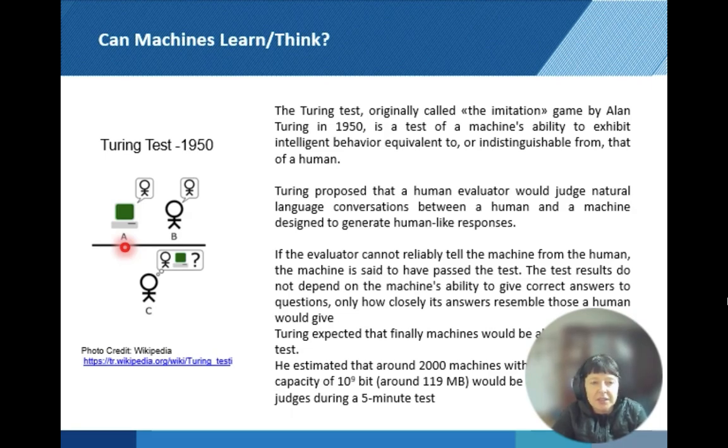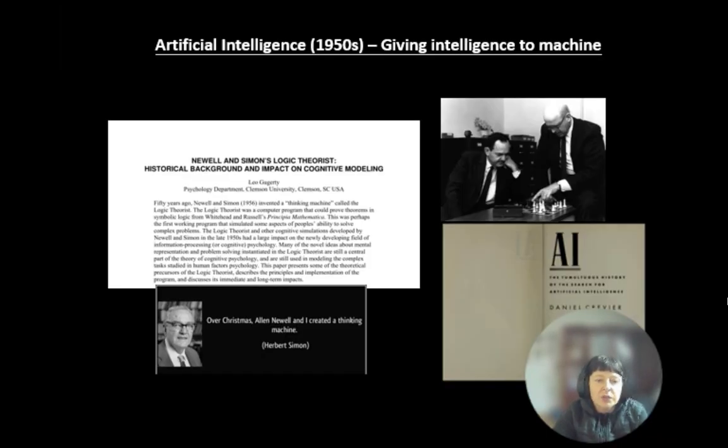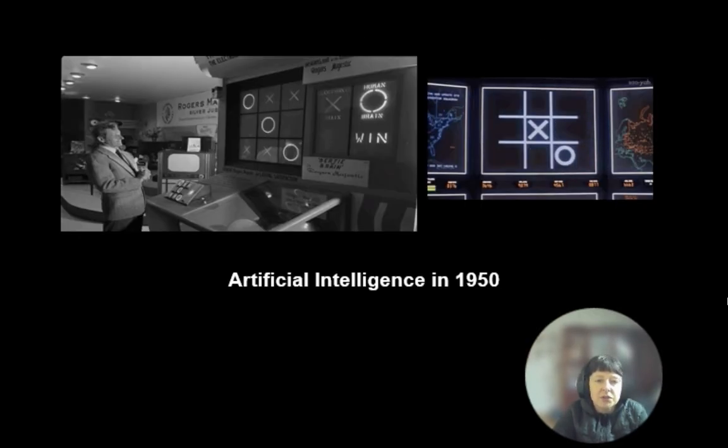So already in 1950, Alan Turing expected that finally the machines would be able to pass the test successfully, and he estimated that around 2,000 machines with capacity of 10 to the power of 9 bits would be able to fool 30% of judges during just a 5-minute test. First papers on artificial intelligence also appeared in the 1950s, but the concept of artificial intelligence was very, very simple at that time.